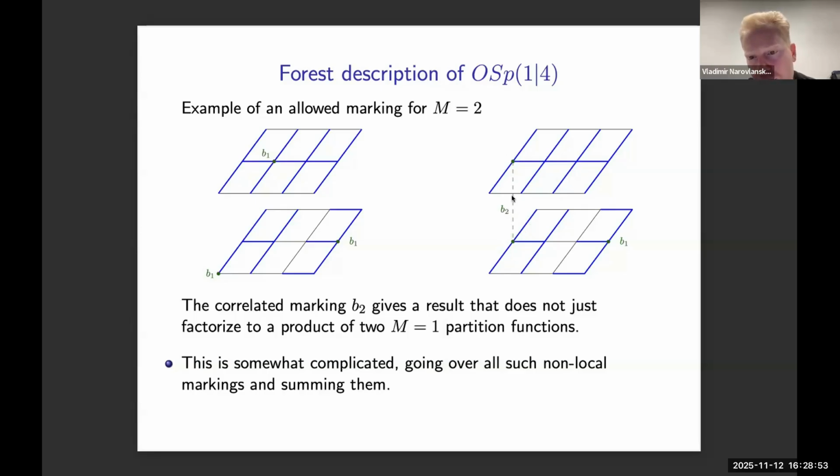Now, of course, it's important to have such interactions, because if we didn't have this kind of B2 interactions, then we just need to sum with the B1s, we sum independently over this layer and this layer. So the result will just be a product of the m equal to 1 partition functions, but of course that's not true, right? So this is why you need to have this kind of interactions in general.